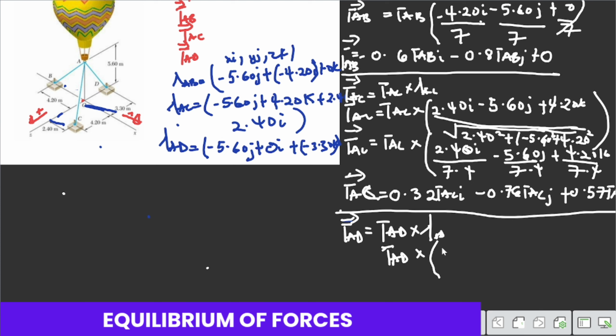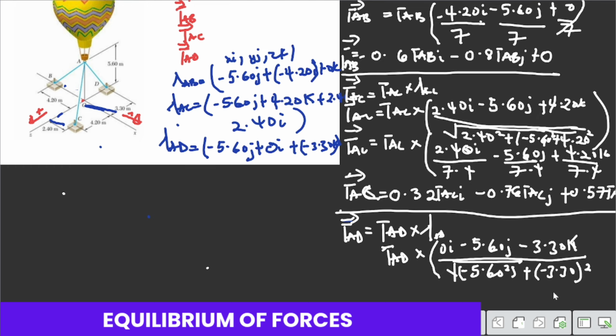So this one is 0, so we have our 0I. Then we are going to have minus 5.60J. Then last, you're going to have minus 3.30K here. All in one, you're going to have the square root of negative 5.60 all squared, plus negative 3.30 all squared here.